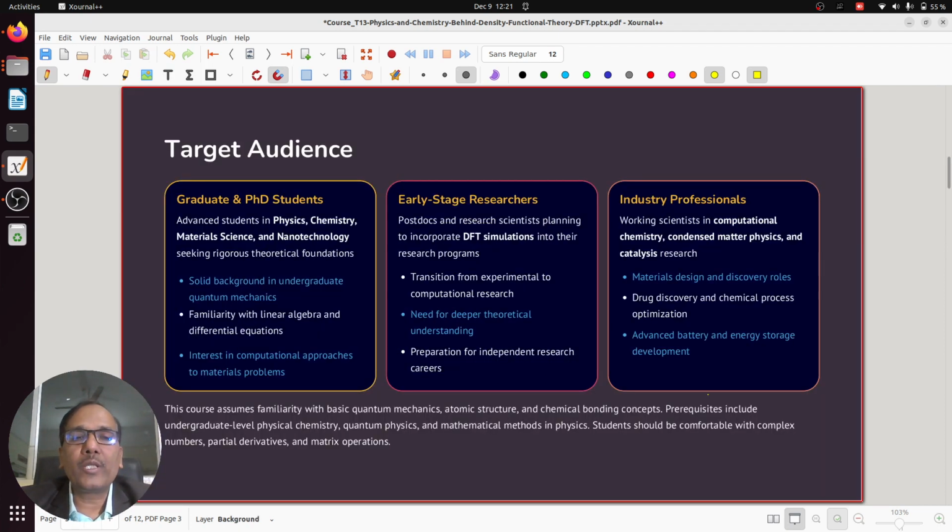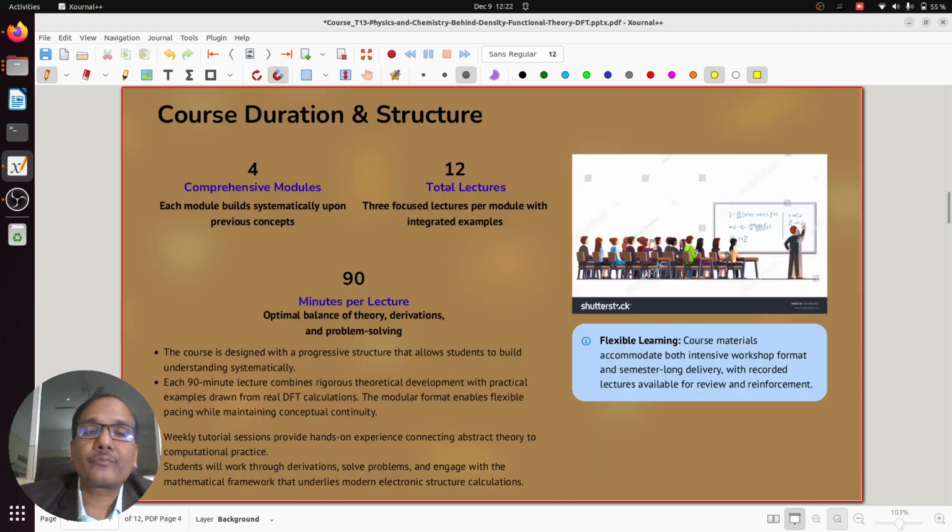This course is especially designed for graduate and postgraduate students as well as PhD scholars, and also early stage researchers. Industry professionals can also use this, because these physical and chemical principles are important if you want to learn about DFT in depth.